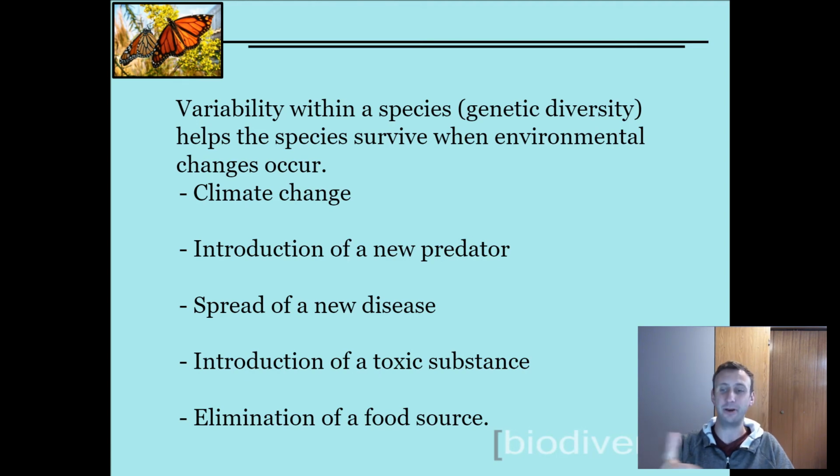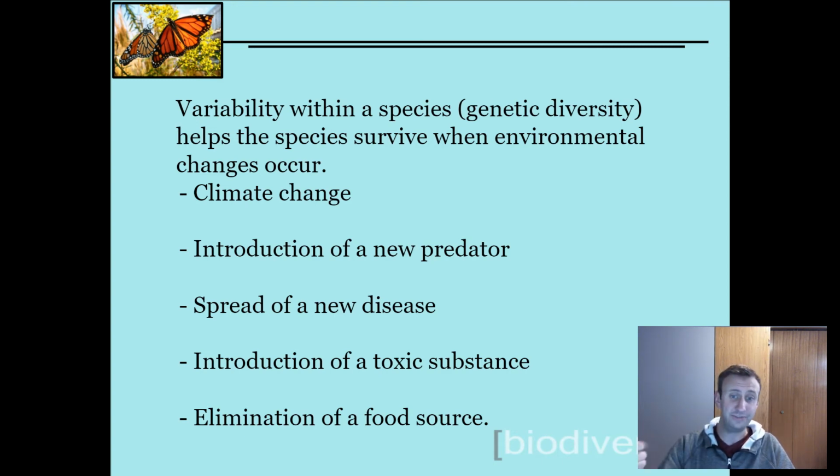But we need to have that variation in order for there to be a population or a group that has the traits to be able to survive. So some examples of environmental changes that can happen. Climate change is a big one right now. Introduction of a new predator, when you have introduced species and all of a sudden that introduced species is eating stuff that wasn't eaten before.